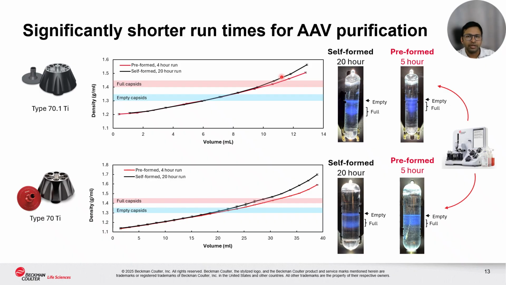The preformed gradient, which is shown in red, retains a gradient profile that matches the self-forming gradient after a 4-hour ultracentrifugation up to a density of approximately 1.4 grams per mL, after which the curvature of the self-forming gradient starts. The preformed gradient remains more linear because of the shorter ultracentrifugation time. We have marked the expected density-based locations of full and empty capsids in both of these gradient profile plots here.